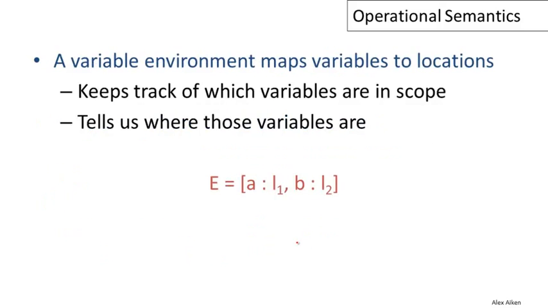So now let's talk about the notation that we're going to use for writing down the environment and the store. As we said, the variable environment maps variables to locations, and we're going to write that out in the following way. We're going to just have it as a list of variable and location pairs separated by a colon. So this environment, for example, says that variable A is at location L1 and variable B is at location L2. And another aspect of the environment is that it's going to keep track of the variables that are in scope. So the only variables that will be mentioned in the environment are those that are currently in scope in the expression that we're evaluating.